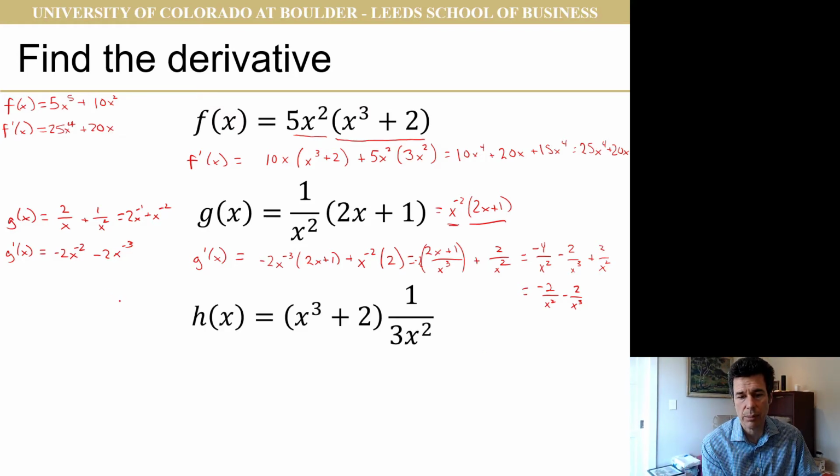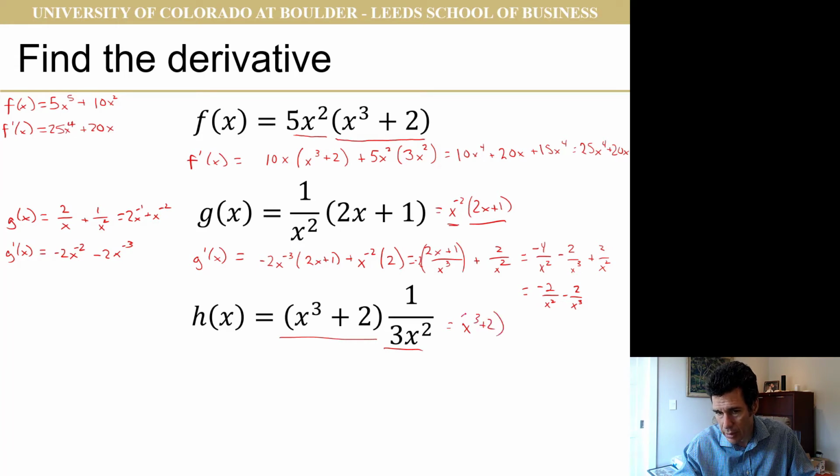On our last problem, h of x equals x cubed plus 2 times 1 over 3x squared. Same idea. First function, second function. Might be easier to rewrite the second function: x cubed plus 2 times, let's put the 1/3 in front, 1/3 x cubed plus 2 times x to the minus 2.